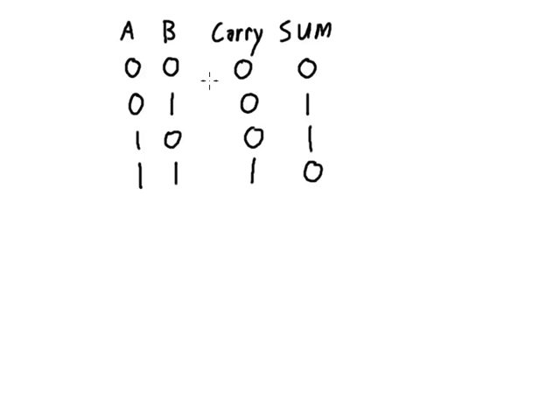The other way to look at it is that each one of these is an addition of the two numbers I'm adding together, and the 2-bit output is made up of the carry and the sum. So 0 plus 0 is equal to 0, 0. 0 plus 1 is equal to 0, 1. 1 plus 0 is equal to 0, 1. And 1 plus 1 is equal to 1, 0. Just the basic rules of binary addition.